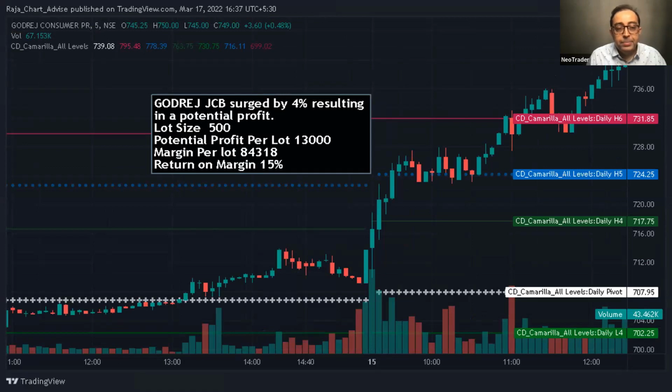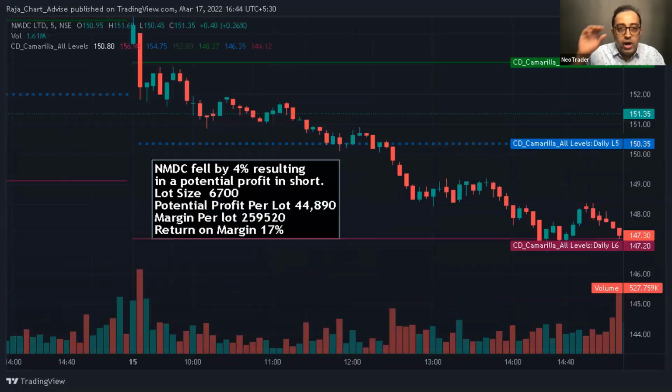On the same day, Godrej moved quite a bit. You can see here Godrej Consumer, it moved quite a bit. And if you had traded Godrej Consumer, you had a potential profit of 13,000, and on the margin deployed, you got a return of around 15%. How many of you are able to now relate with the strategy, and how many of you are able to see how easier it is becoming with NeoTrader?